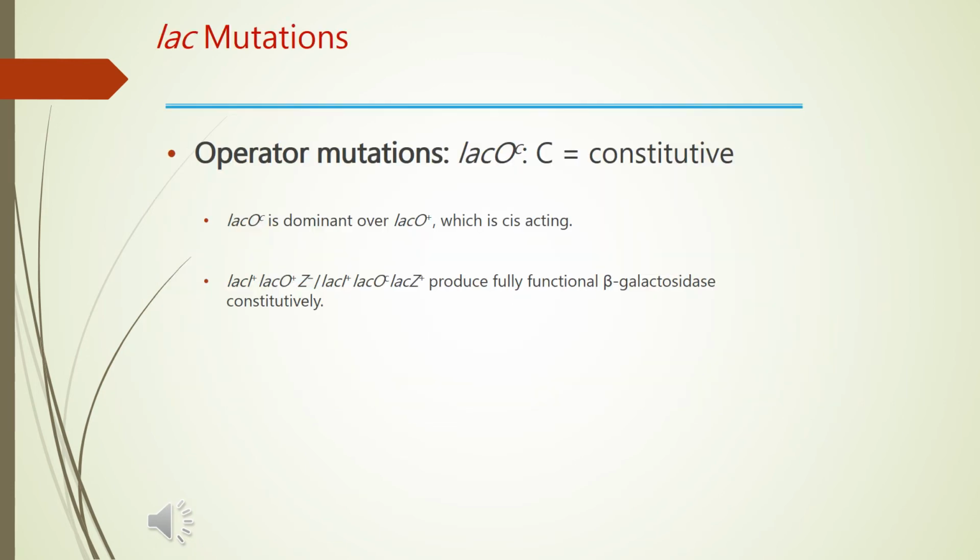So the next is lac operator mutation. Lac operator mutation can be represented as lac O C, where C represents constitutive, always expressing, and lac O C mutation is dominant over lac O plus, which is cis-acting. So in this case, lac I plus, lac O plus, lac Z minus, lac I plus, lac O constitutive, lac Z plus produce fully functional beta galactosidase constitutively.